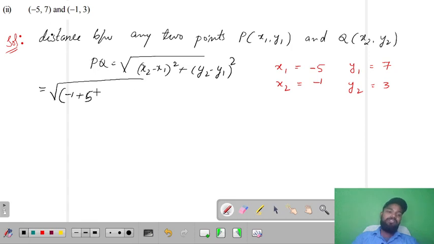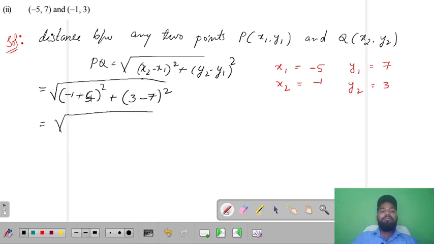Plus 5 whole square plus y2, which is 3. The y2 value is 3 minus the y1 value, 7. 7 whole square. Right. Now just simplify them, and we will get the answer.